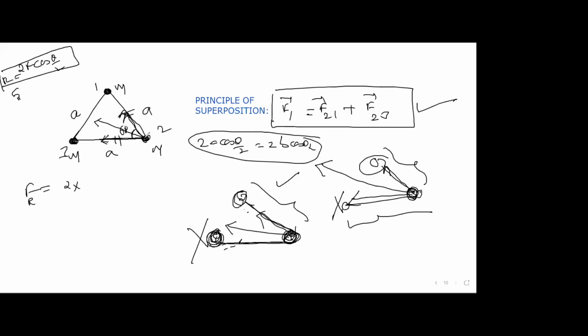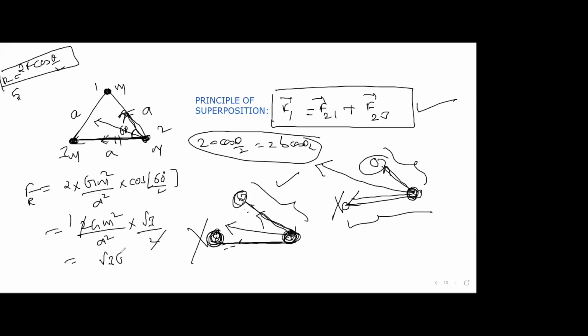So the resultant force is 2F, where F means any one force. This is also the same, this also the same. G M1 M2 by r square is G M square by a square, into cos theta by 2. Theta between the forces is 60 degrees, by 2, 30 degrees. So 2 G M square by a square, cos 30 is root 3 by 2. So what answer will we get? This becomes root 3 G M square by a square. This is the resultant force on any one particle.